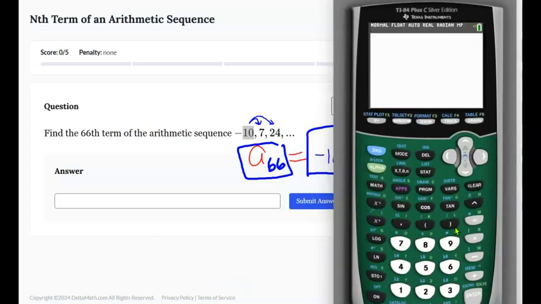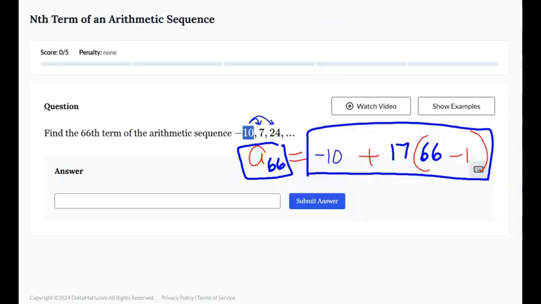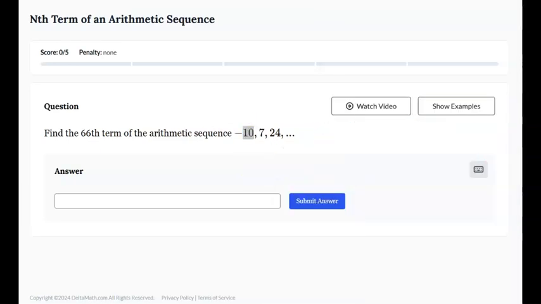So let's use our calculator. Negative 10 plus 17 times 66 minus 1. So the answer in the 66th position is 1095. So we're going to type that here and click Submit.